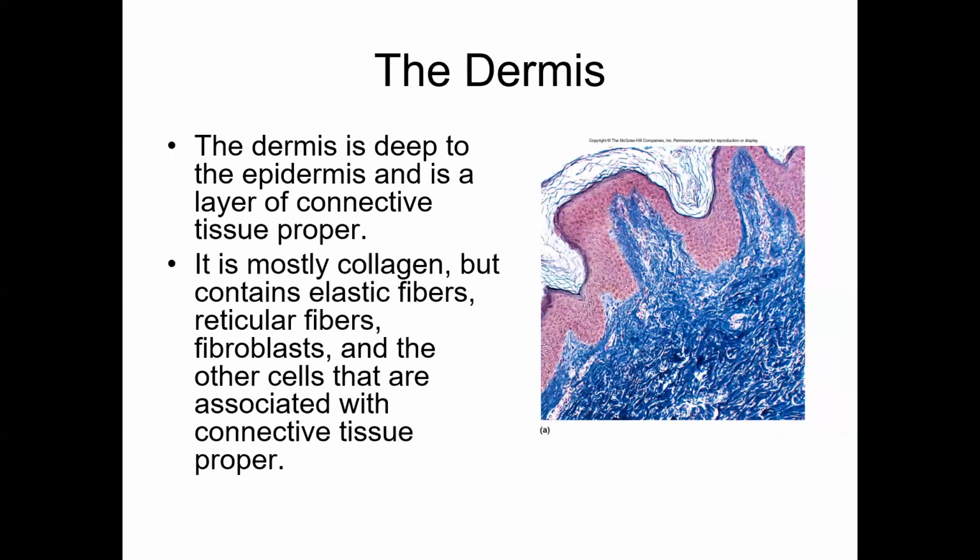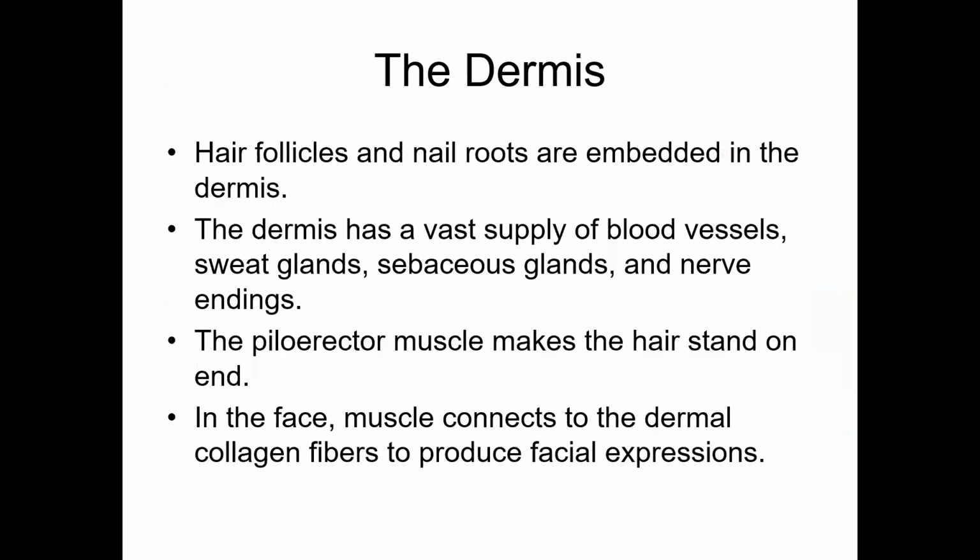Now, that's the epidermis, the outer layer. The dermis is deep to that. Now, this is connective tissue proper. So the cells are spread out pretty far, and there's a lot of fibrous extracellular material, collagen fibers, some elastic fibers and reticular fibers, fibroblasts, all these cells that we would normally associate with connective tissue proper.